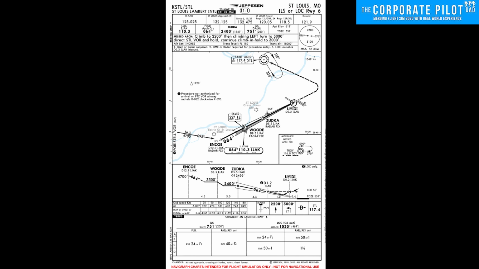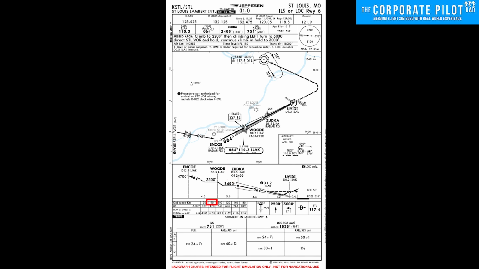And in which case this localizer has DME on it. When you got to 0.2 DME, you would go missed approach. If you didn't have DME, then you would use the time. If you're at 90 knots at 3 minutes and 32 seconds from Zudka intersection, you would go missed approach if you didn't see the runway.